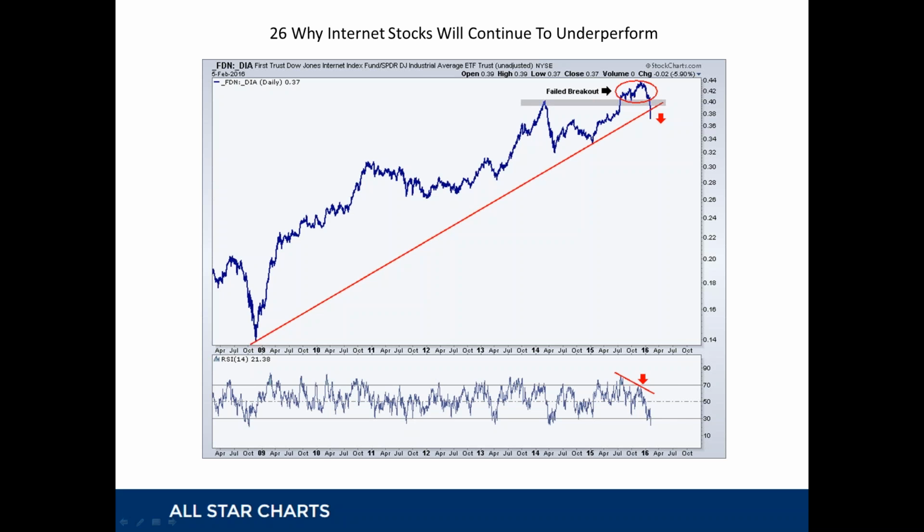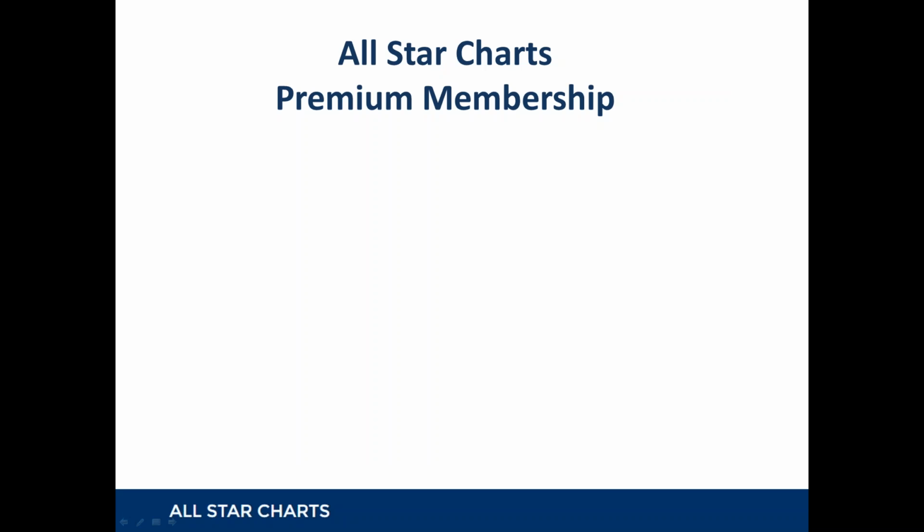These are the Amazons, Facebooks, Googles, the Netflixes of the world. The internet stocks out there relative to the rest of the market is now a short. We want to be shorting any and all strength, particularly relative to the rest of the market.